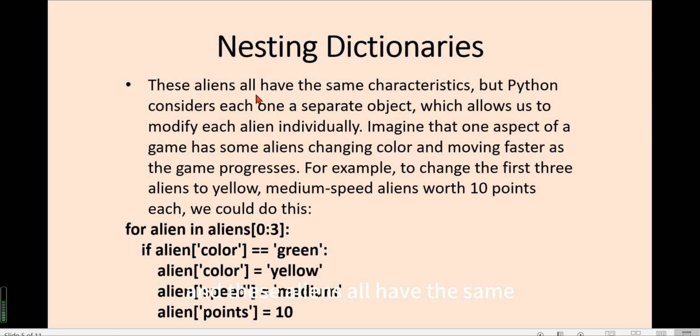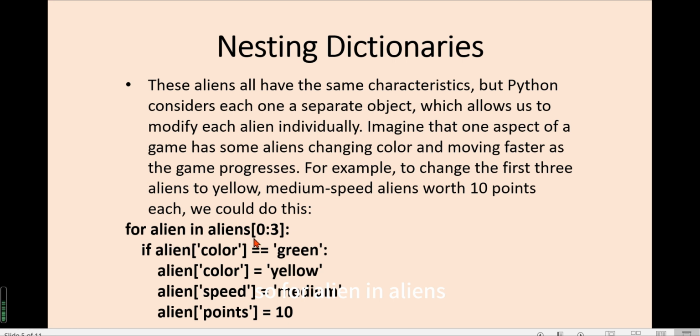These aliens all have the same characteristics, but Python considers each one a separate object, which allows us to modify each alien individually. Imagine that one aspect of a game has some aliens changing color and moving faster as the game progresses. For example, to change the first 3 aliens to yellow, medium speed aliens worth 10 points each, we could do this.